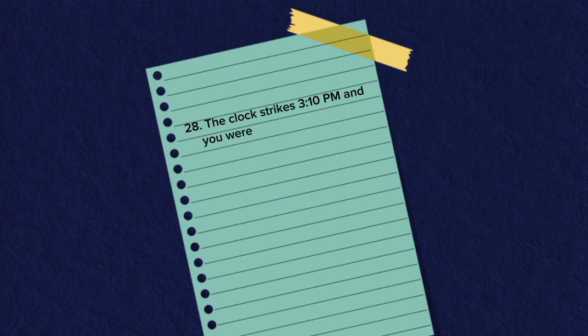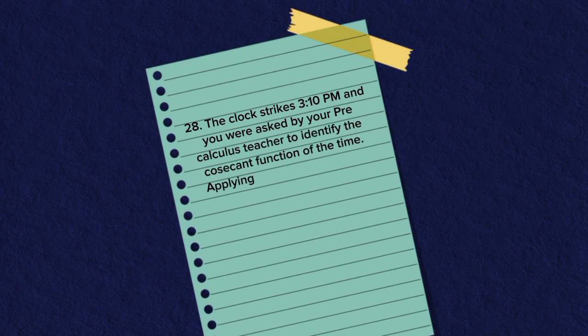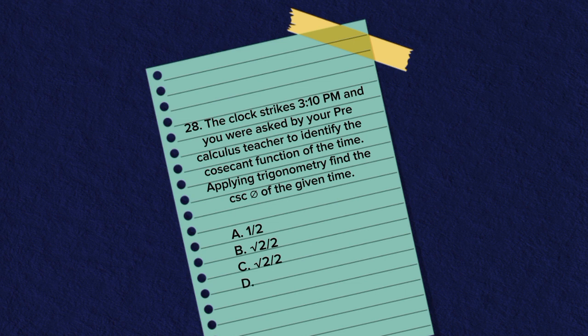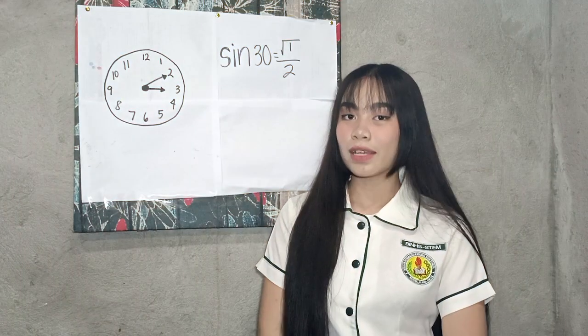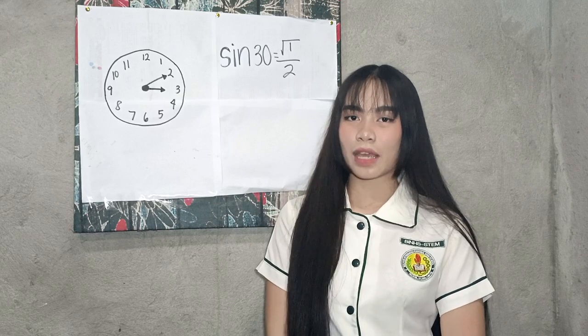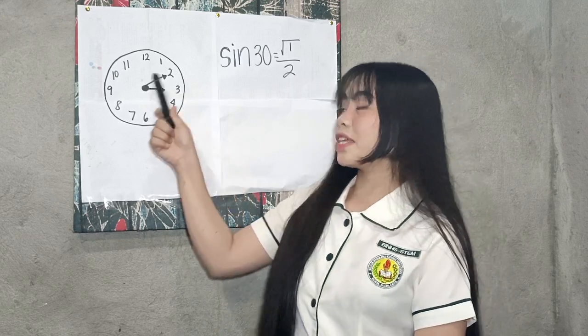Number 28. A clock strikes 3:10 p.m. and you were asked by your pre-calculus teacher to identify the cosecant function of the time. Applying trigonometry, find the cosecant theta of the given time. Letter A, 1/2. Letter B, square root of 2 over 2. Letter C, square root of 2. Or letter D, 2.